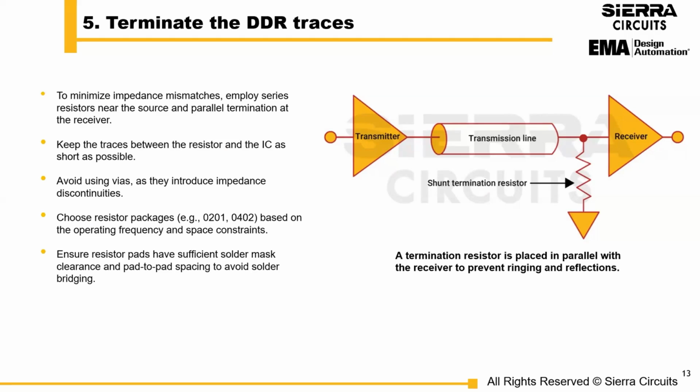To ensure correct trace termination and minimize impedance mismatches, we need to employ series resistors near the source and parallel termination at the receiver. So keep the traces between the resistor and the IC as short as possible, and avoid using vias in the termination path as they introduce impedance discontinuities. Choose resistor packages that are suitable for operating frequency and PCB layout constraints, and smaller packages are obviously preferred for high-speed designs. Ensure resistor pads have proper solder mask clearance and pad spacing to avoid solder bridging.